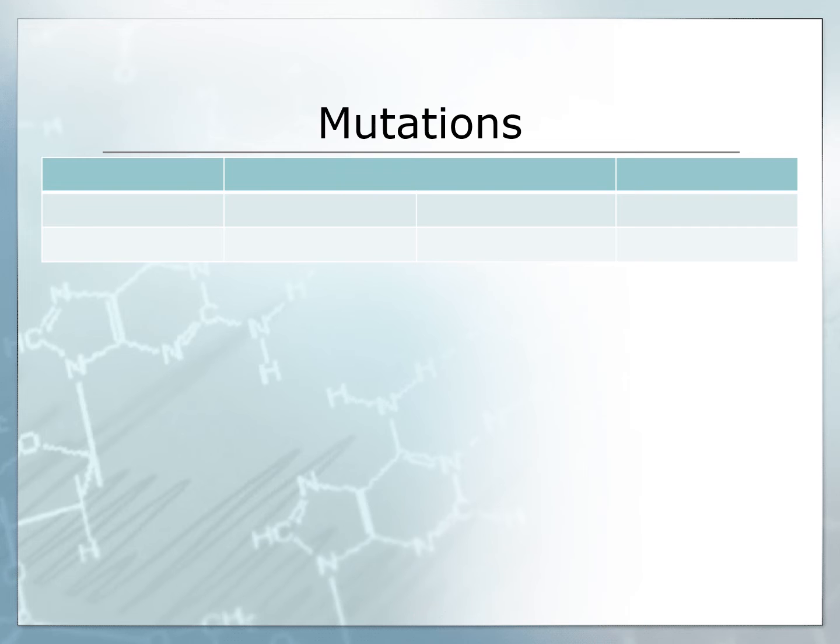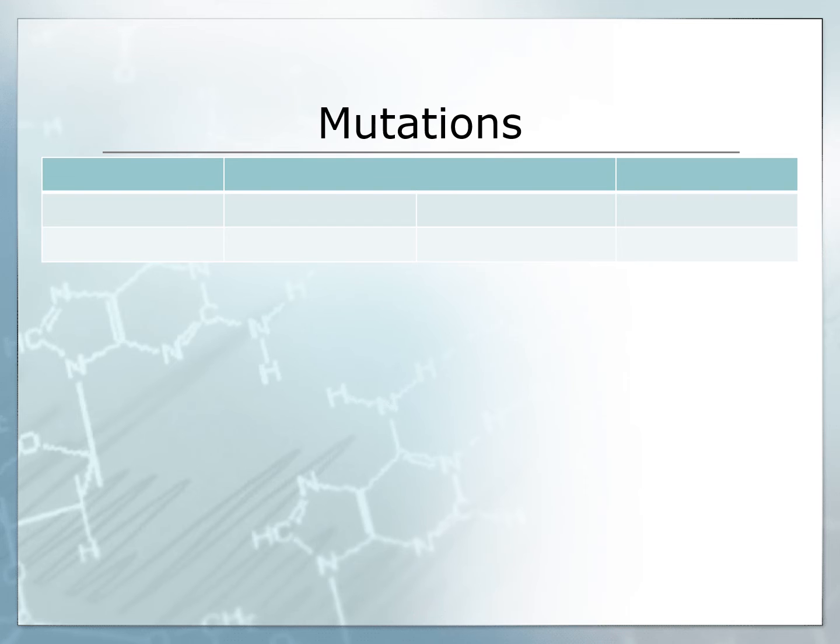Sometimes the DNA is not copied correctly and a mutation occurs. Remember that DNA is used as a code to produce proteins. So if the DNA is changed, then there is a possibility that the amino acid sequence would be changed and the resulting protein would not function correctly.